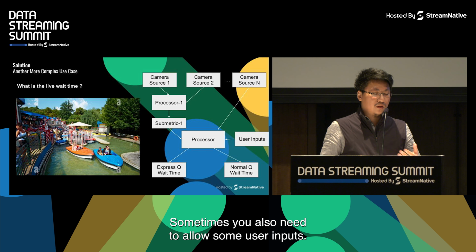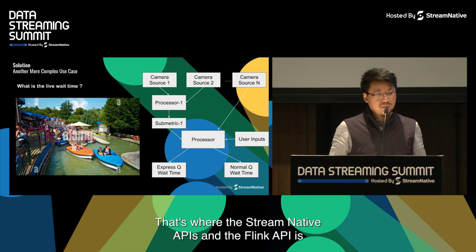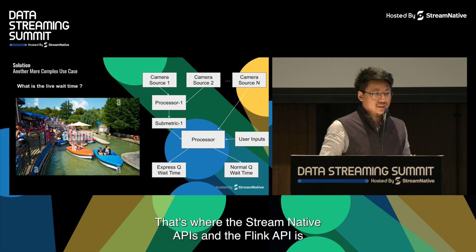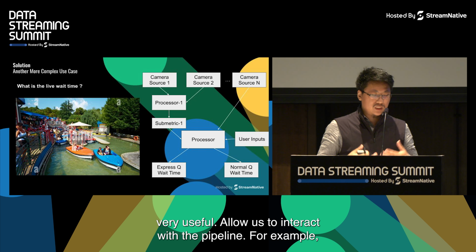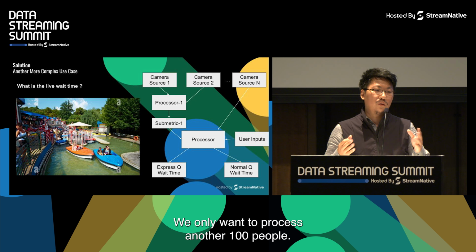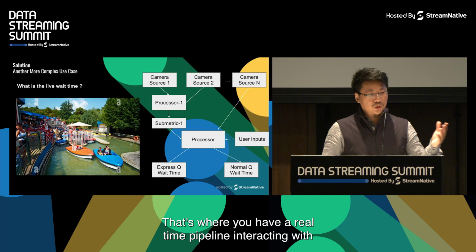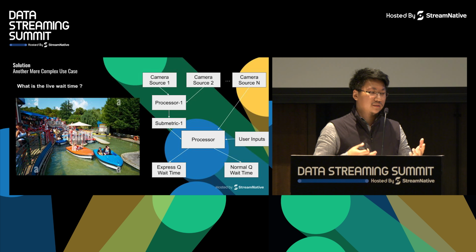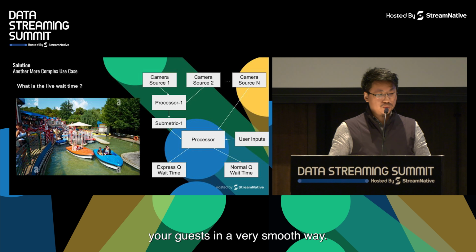Sometimes you also need to allow some user inputs. That's where the stream native APIs and the Flink API are very useful. It allows us to interact with the pipeline. For example, if a ride shuts down, we just want to clear the queue. Or if a ride shuts down, we only want to process another 100 people, right? That's where you have a real-time pipeline interacting with your guests in a very smooth way.